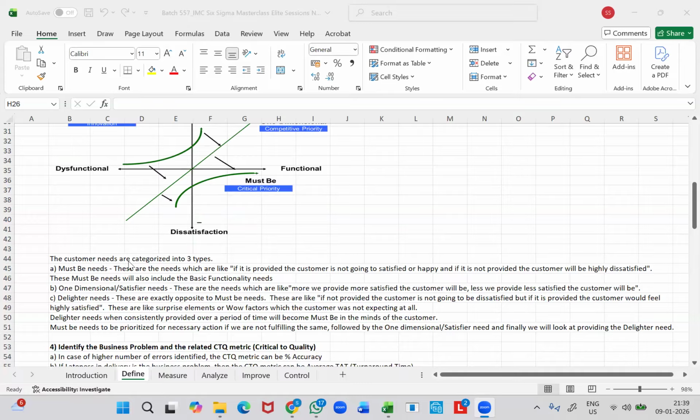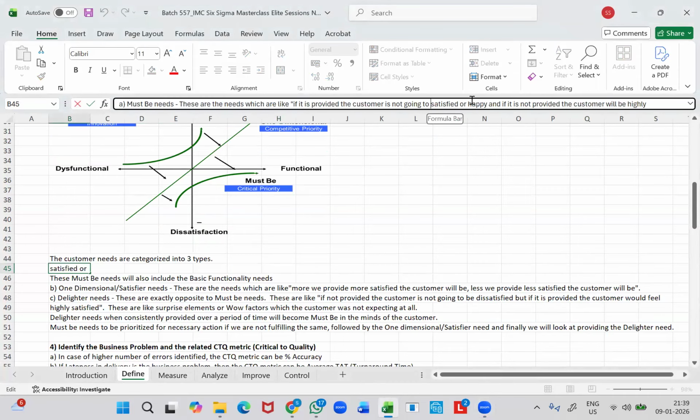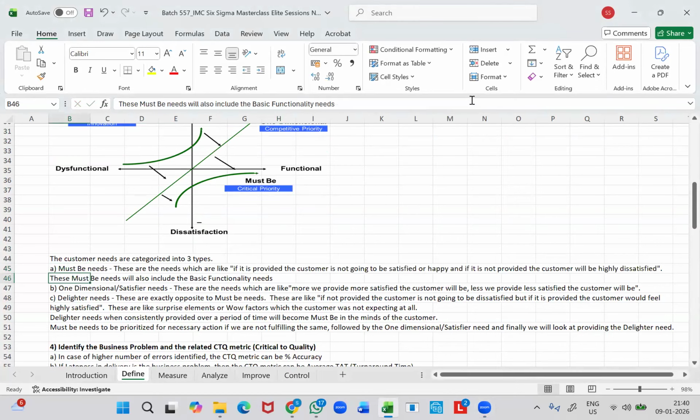The customer needs as per the Kano model are categorized into three types. The must be needs are the ones which, if provided, the customer is not going to be satisfied, right? But if not provided, then the customer will be highly dissatisfied. And these must be needs will also include, as I told you, the basic functionality needs of that product or service.